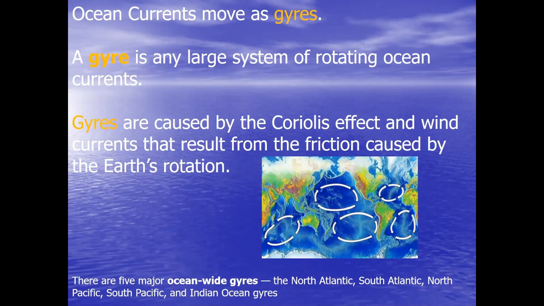Okay, there are 5 major ocean-wide gyres: the North Atlantic Gyre, the South Atlantic Gyre. Sorry, I should be pointing these out with my little laser pointer thing. We have the North Atlantic Gyre over here, the South Atlantic Gyre over here. We've got the North Pacific Gyre right here, the South Pacific Gyre right here, and then we have the Indian Ocean Gyre down here. So these are the 5 main giant circulation patterns within the ocean.